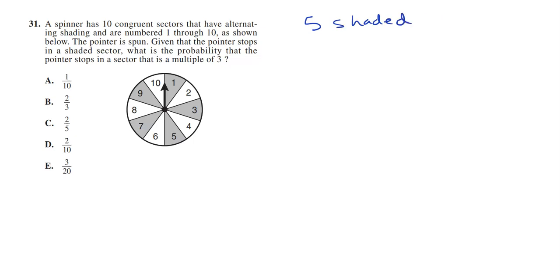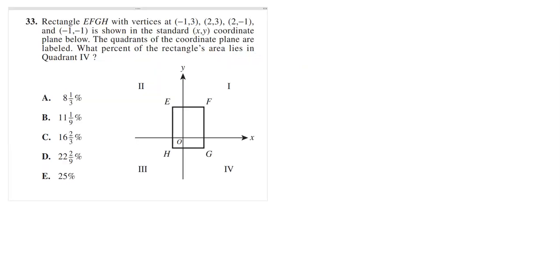Let's use sectors here. What is the probability that the pointer stops in a sector that is a multiple of 3? So how many sectors that are shaded are multiples of 3? We have this one right here and this one right here. So there are 2 sectors that are multiples of 3 and there are only 5 shaded sectors. So that's how you work through that.